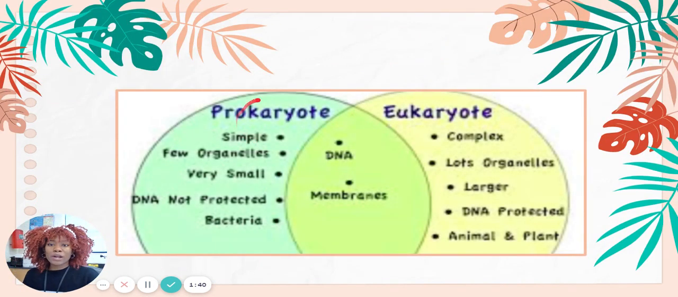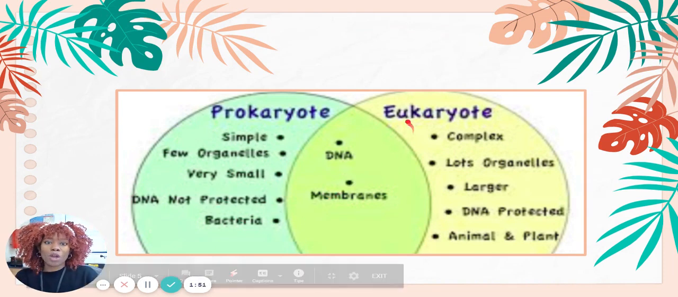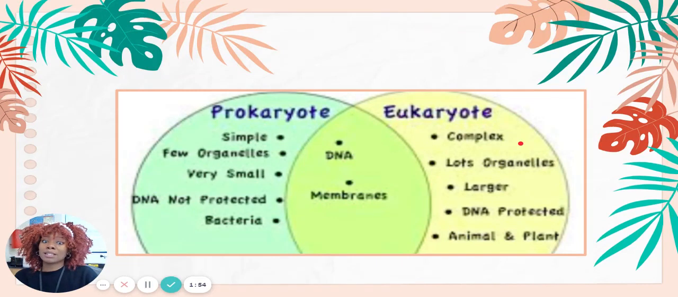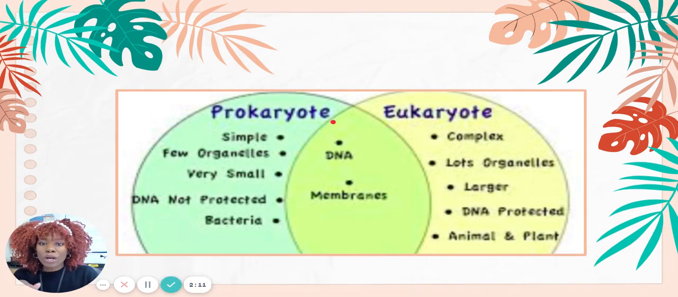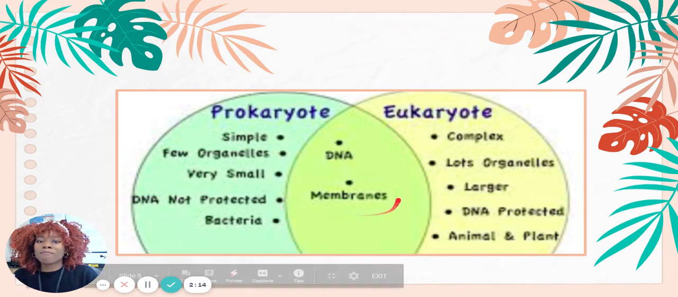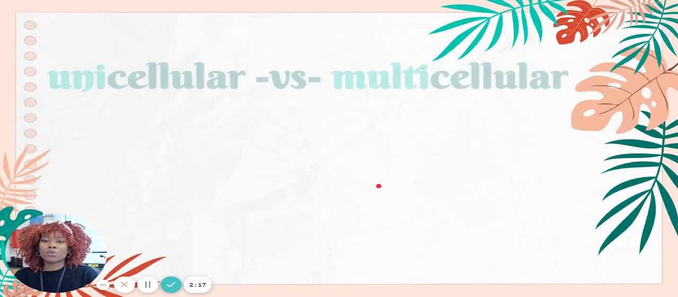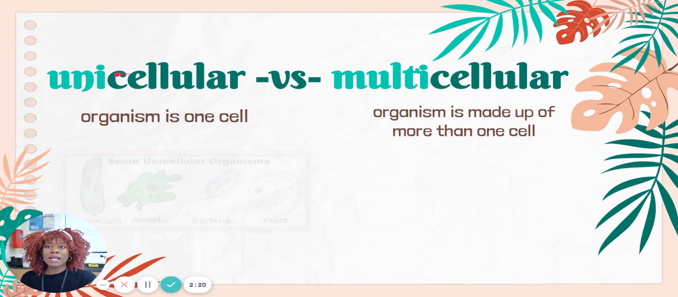Again, prokaryotes are simple. They have very few organelles, so very few parts of the cell. They're very small. Their DNA is not protected because it doesn't have a nucleus, and it's going to typically be bacteria. While eukaryotes are going to be complex organisms like you. There are lots of organelles. They're larger. Their DNA is protected and kept safe in a nice nucleus. That's going to be mostly animals and plants, and we'll talk about some other things that are eukaryotes as well. However, to note, all living organisms have DNA and all living organisms have membranes, okay? One thing to note.